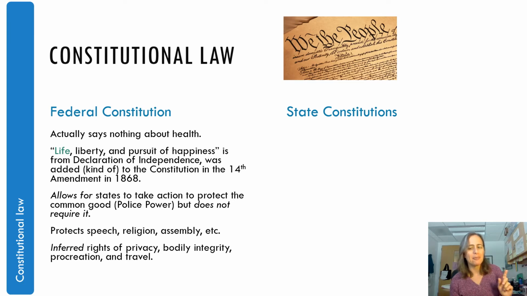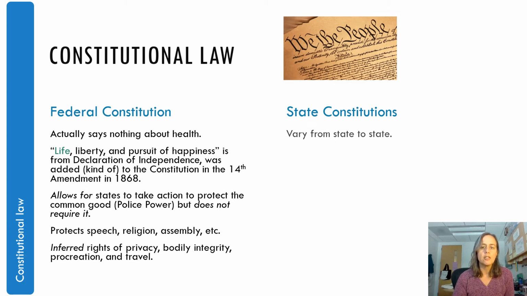And so that becomes really interesting when we talk about some public health measures, including vaccination mandates and those types of things. Procreation, so there are some inferred rights that I have the ability and the right to decide whether or not and when and how I'm going to bear children. And travel, your ability to move around freely, have been things that the court has said, well, I think what they meant was you should be able to do these things. So that's the federal constitution.